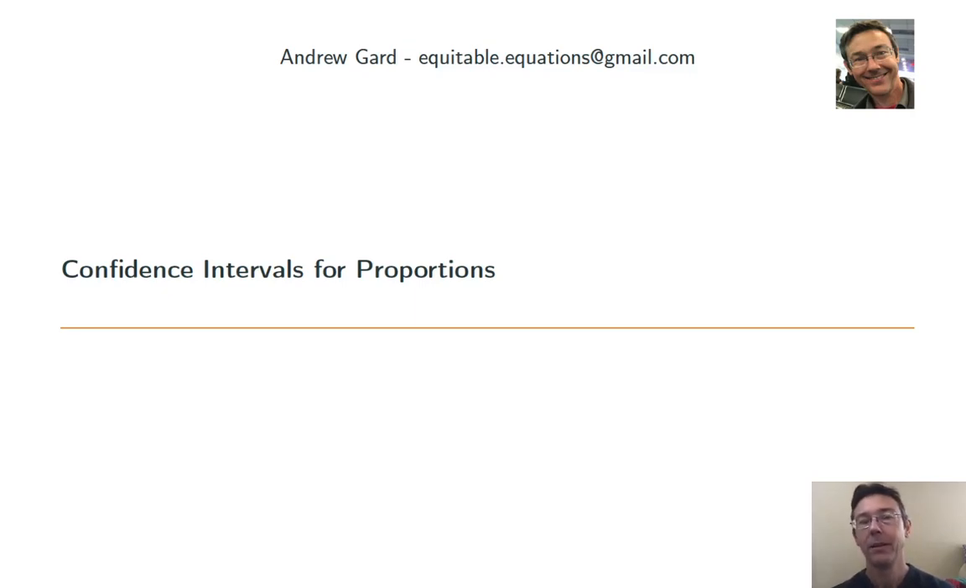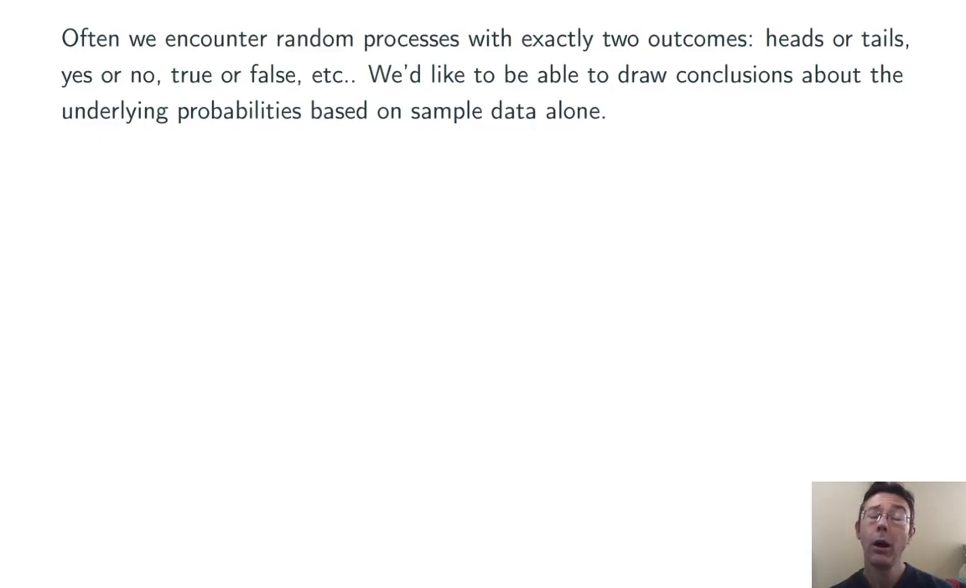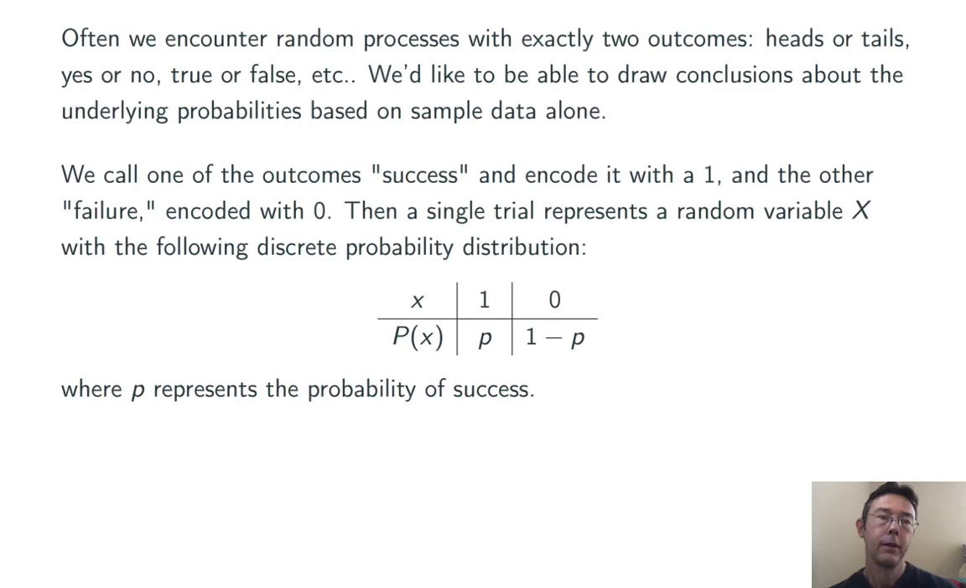Hey everybody. Today we're constructing confidence intervals for proportions. Oftentimes, we encounter random processes that have exactly two possible outcomes, like heads or tails, yes or no, or true and false. We'd like to be able to draw conclusions about the probabilities of those outcomes just based on sample data. We'll call one of the outcomes a success and encode it with a 1, and call the other one a failure and encode it with a 0.